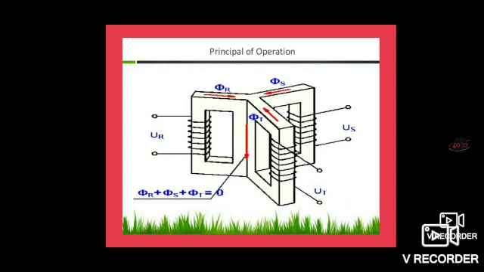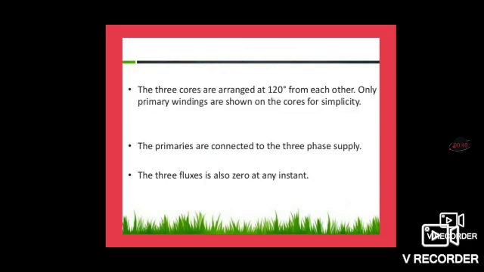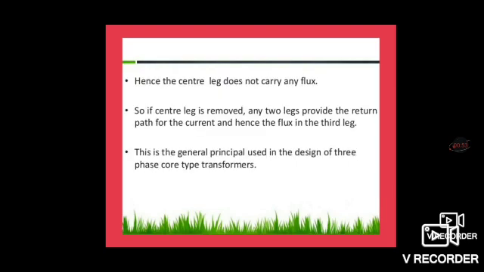According to Kirchhoff's current law, similarly here the flux linkage at the node, phi R plus phi S plus phi T, is equal to 0. The three cores are arranged at 120 degrees from each other. Only primary windings are shown on the cores for simplicity. The primaries are connected to the three-phase supply. The three fluxes sum to 0 at any instant. Hence, the center lug does not carry any flux. So, if the center lug is removed, any two lugs provide the return path for the flux of the third lug. This is a general principle used in the design of the three-phase core type transformer.